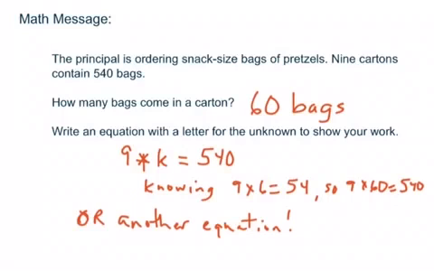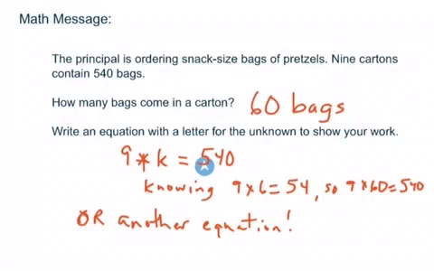Here's how I solved it, okay? So I know, here's an equation, 9 times I don't know what is going to equal 540. 9 is coming from the amount of cartons, 540 is the amount of bags. What I don't know is how many bags are in each of those cartons, right? So I'm going to try and figure that out.